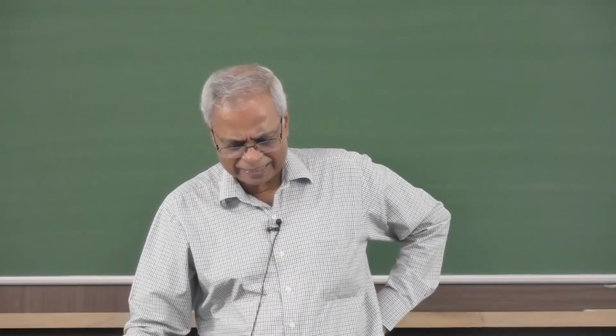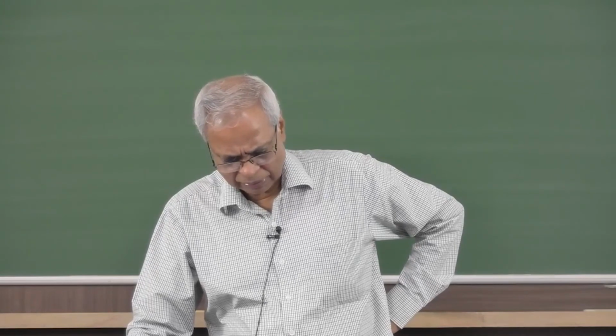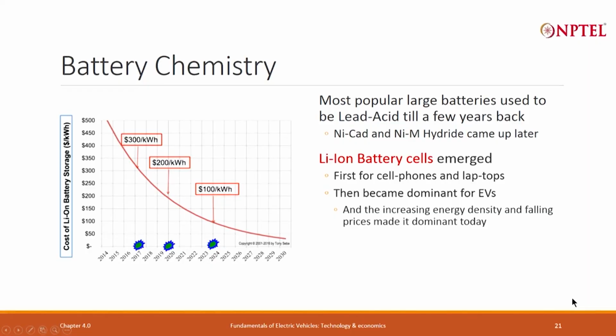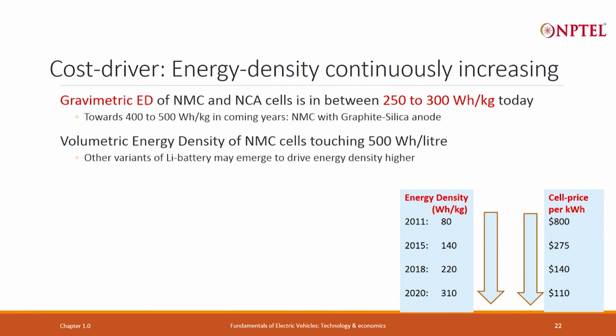So, lithium ion battery cells emerged somewhere here, and since then it has become the dominant thing for cell phones and laptops, and the cost has been coming down as the energy density keeps going up. Okay. This is again telling you the same thing. Look at from 2011, we started with 80 watt hour per kg, we have gone to 300, see the cost from $800 has come to $110. So, today we have 250 to 300 watt hour per kg.